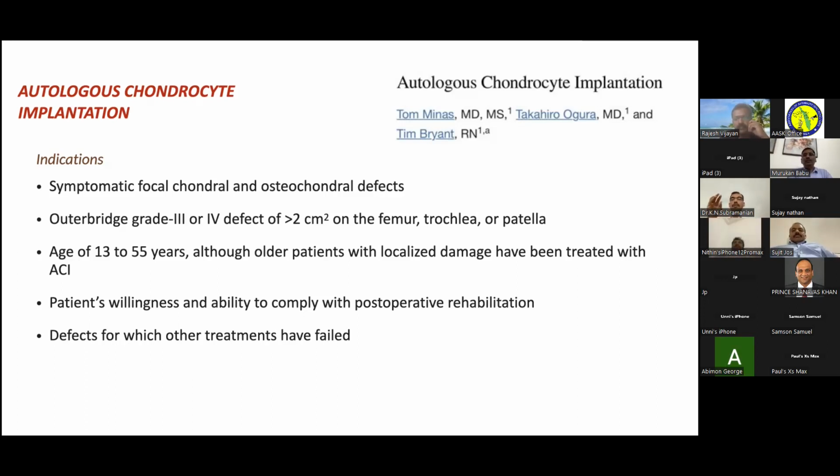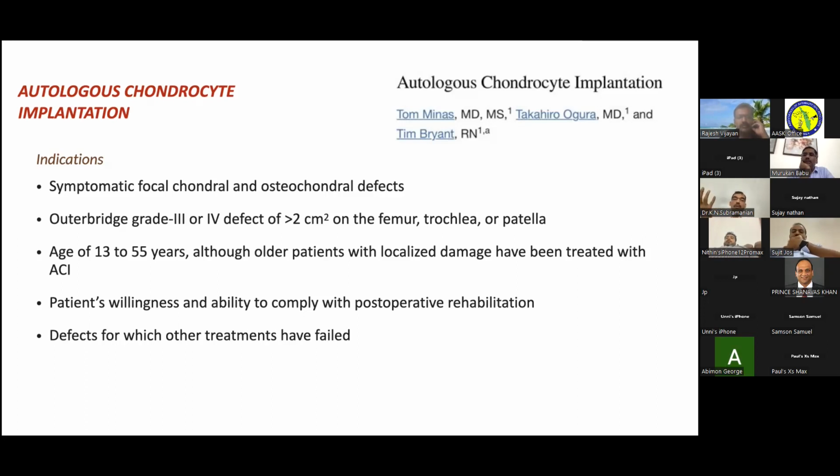So ideally, we choose an indication of focal traumatic lesion, which is more than 2 centimeters, because a lesion less than 2 centimeters can be nicely dealt with OATS. OATS is actually a very nice procedure. The success rate is very good, and you can see almost a normal cartilage. But the only problem is you cannot put in 3 or 4 centimeter lesions. So for lesions of 3 or 4 centimeters, ACI is a very nice procedure where you can try, especially in the trochlea and patella.